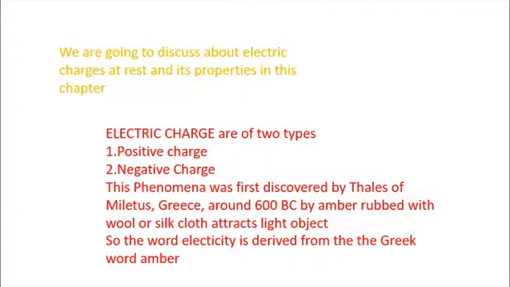Let us discuss the electric charges at rest and their properties. There are two types of electric charges, positive charge and negative charge. The charges were first discovered by Thales of Miletus, Greece, around 600 BC, when amber rubbed with wool or silk cloth attracted light objects. The word electricity is derived from the Greek word for amber.